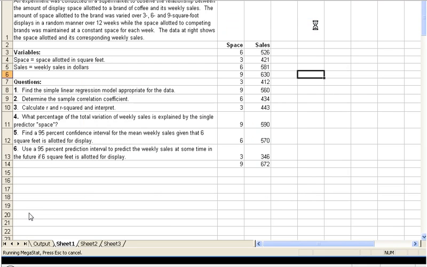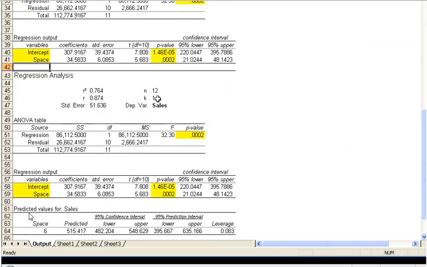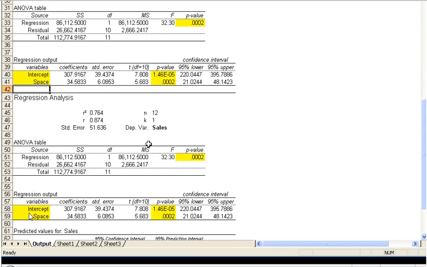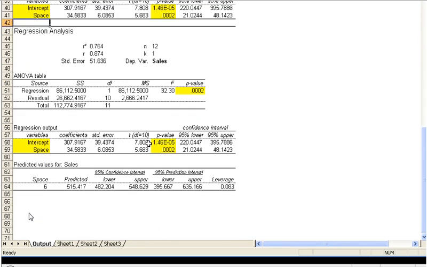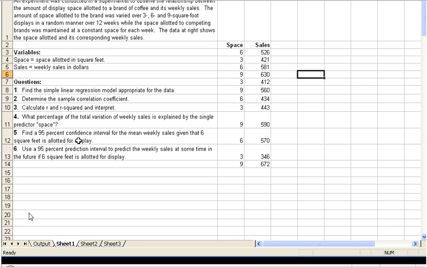Select OK, and we see essentially the same regression that we had earlier, except one extra part is added. Below the regression output, we see predictor values for sales. So if you allocate 6 square feet, question 5 says find a 95% confidence interval for the weekly sales.